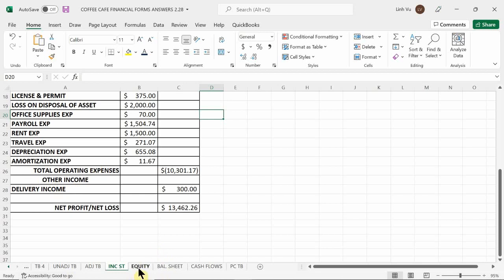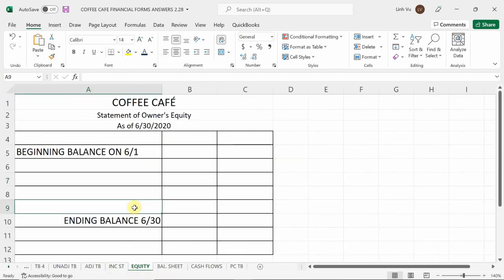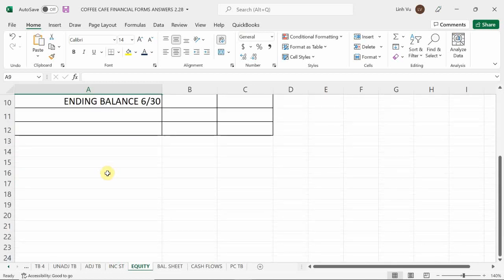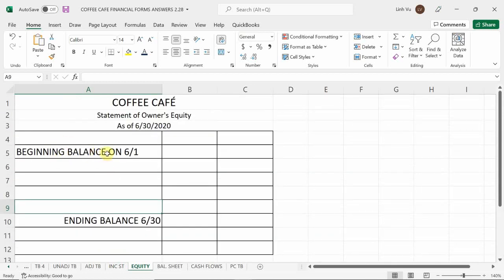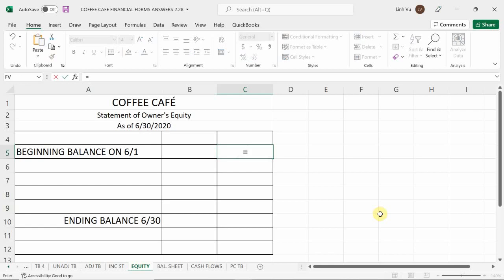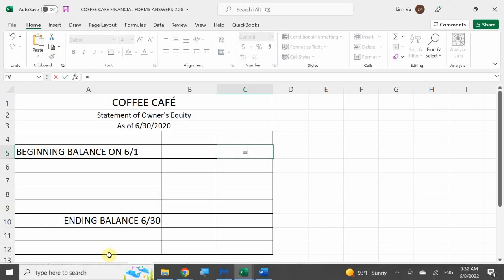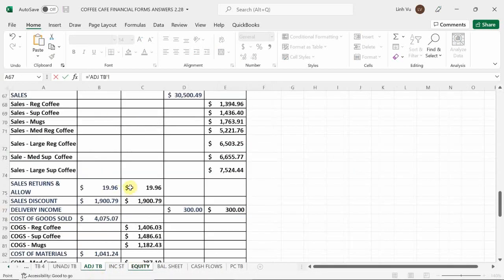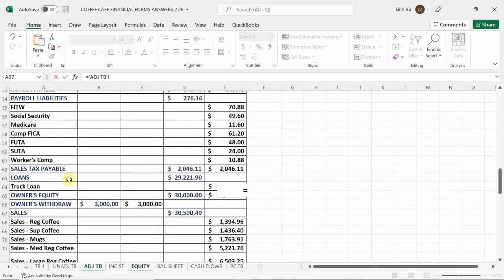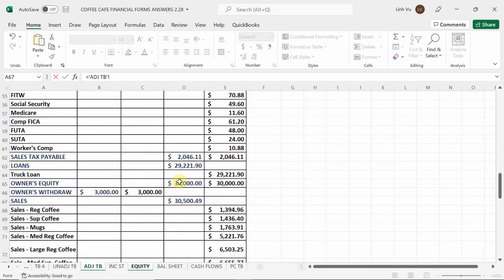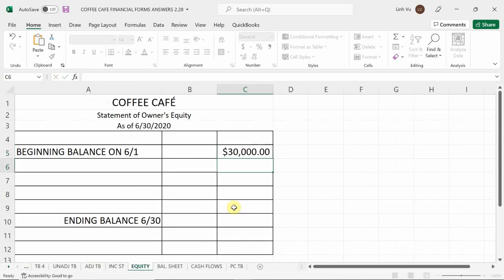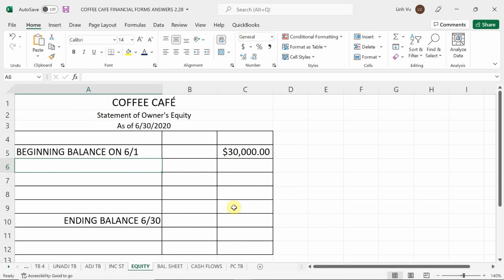So the statement of owner's equity is going to adjust the value of your equity. We first need to know what was the value of your equity as of June 1st. Well, let's take a look. What was it in your adjusted trial balance? My equity right now is currently $30,000. Okay? All right?